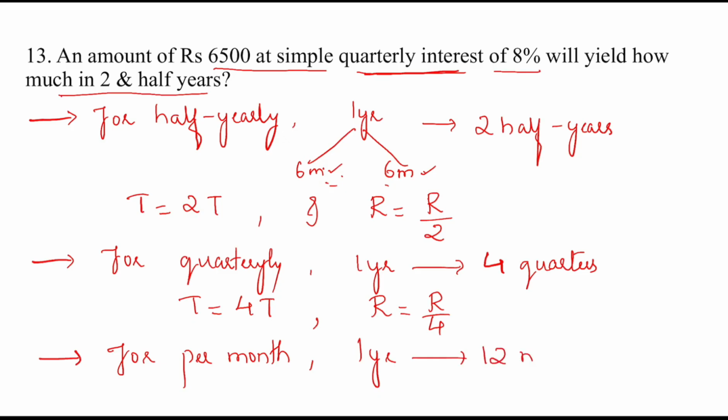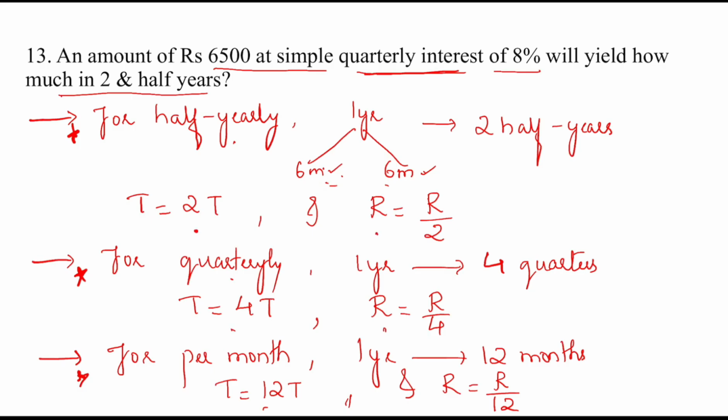12 months, isn't it? So time will be 12 times, so it is 12t, and rate of interest will get divided by 12, so R by 12. So this is important for you to know how to calculate if it is half yearly, quarterly and if it is monthly. That time T and R will keep on changing.